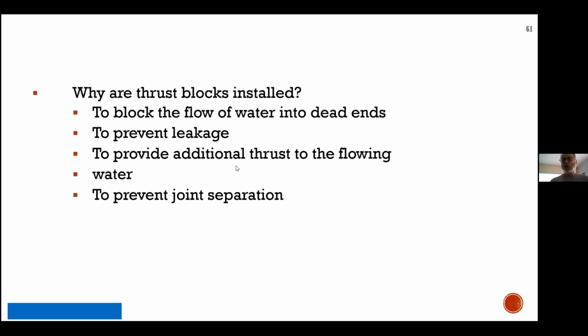Why are thrust blocks installed? Well, we don't care if water goes into a dead end, that's what we want. No, it's not to prevent leakage, because a concrete block is not a very effective way of sealing a pipe. What do you think? What's the best answer? To prevent joint separation. It's the best out of these four, right? To provide additional thrust to flowing water, it's partially correct, but sometimes a thrust block is the only thrust protection. So it basically prevents joints from separating when we have excess pressure due to a change in direction or pipe change, diameter change.